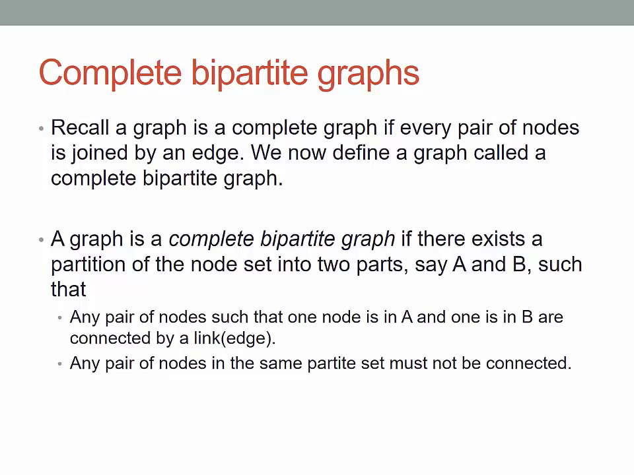A graph is a complete bipartite graph if there exists a partition of the nodes into two parts, let's call them part A and part B, such that any pair of nodes where one node is in A and one node is in B are connected by a link. On the other hand, any pair of nodes in the same partite set are not connected.